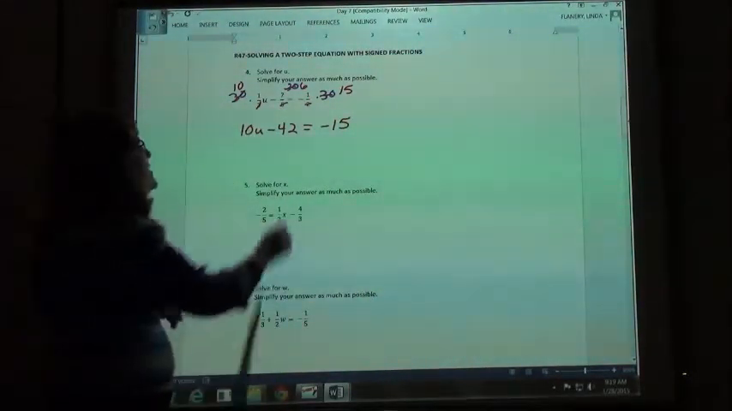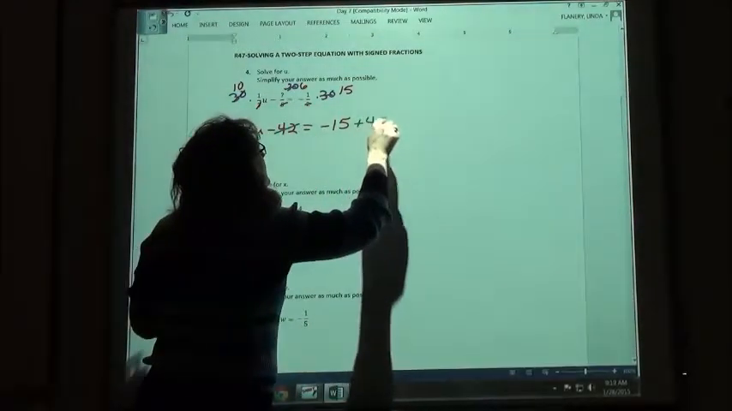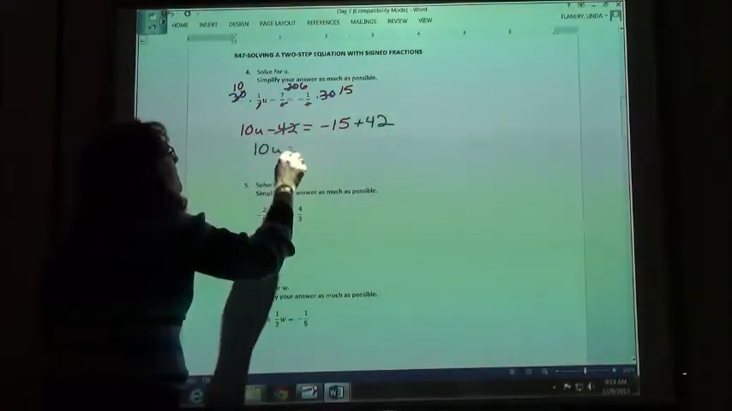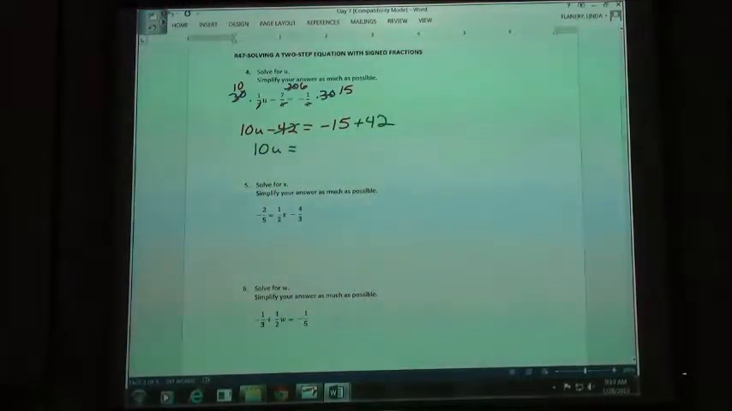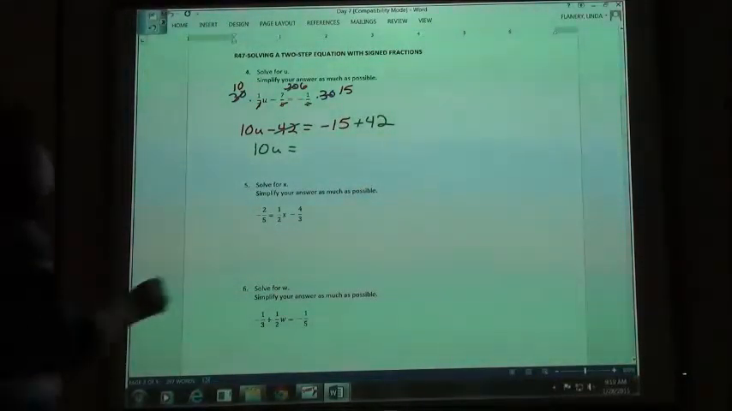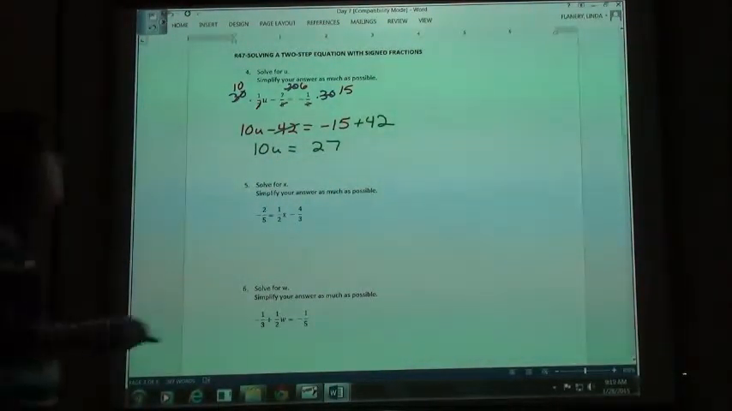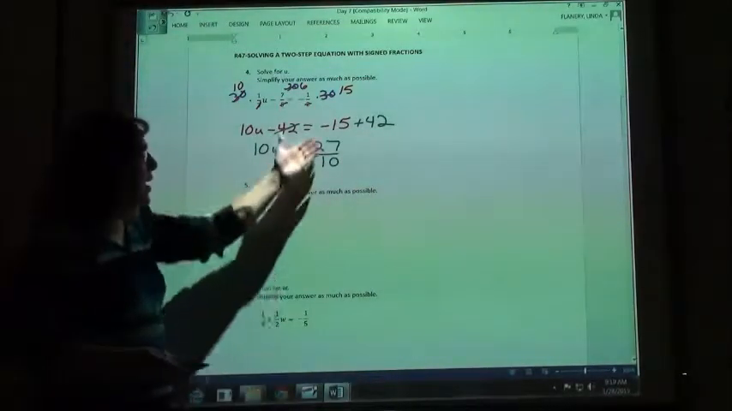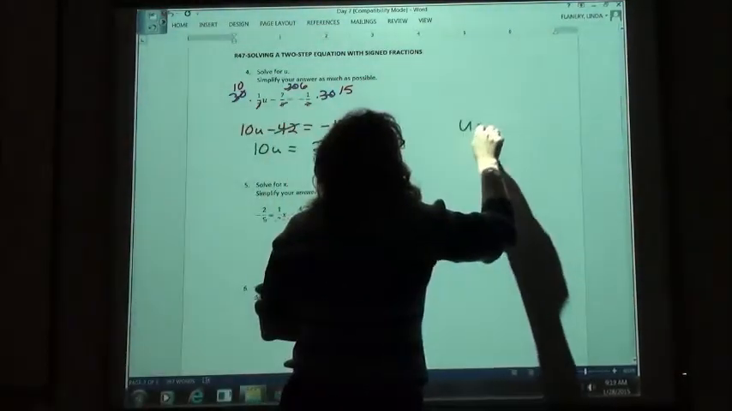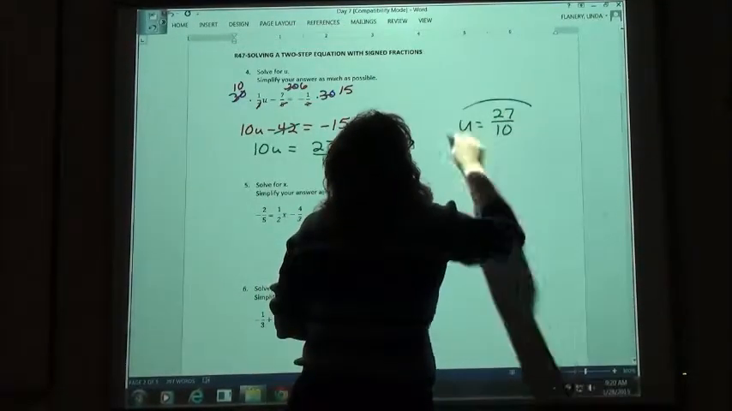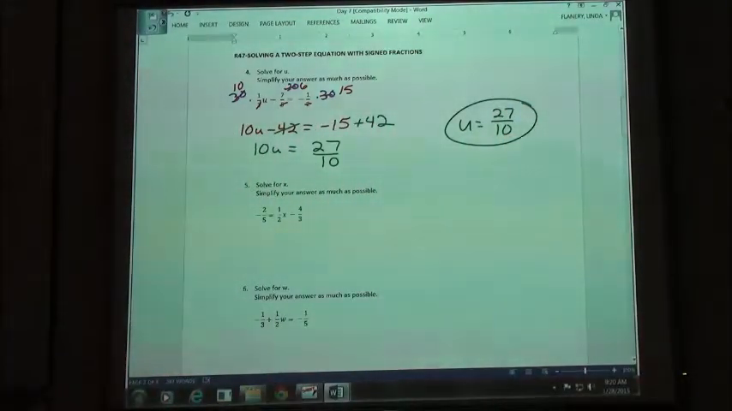I want to get the u by itself. I have to add my 42 to the other side. If you take negative 15 plus 42, you would get 27. And then I'm going to go ahead and divide by my 10. And I can't reduce that fraction down. I am just going to leave the improper fraction. And so 27/10.